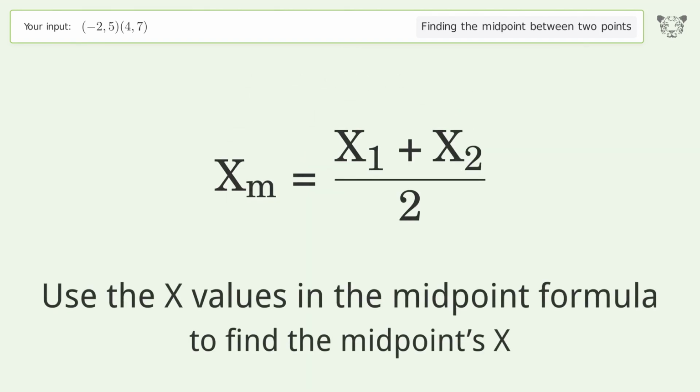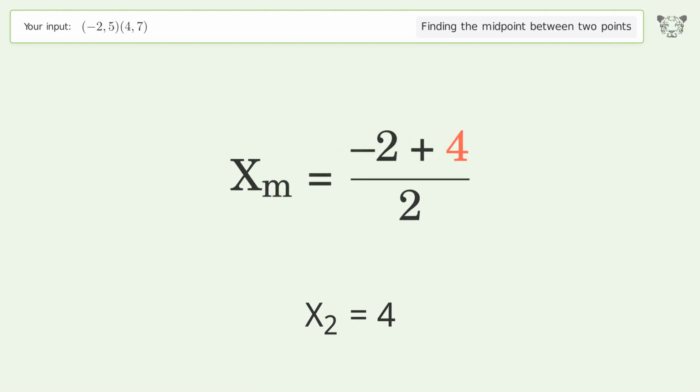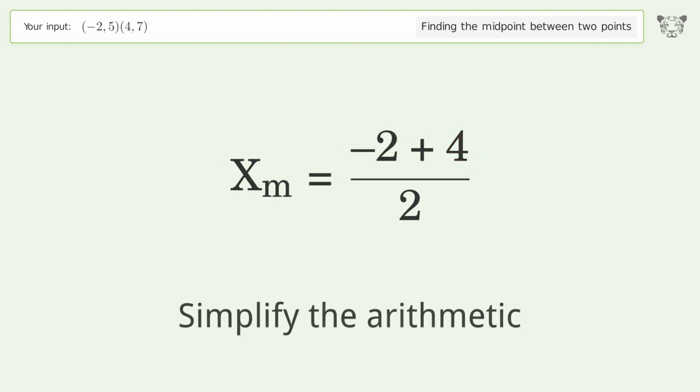Use the x values in the midpoint formula to find the midpoints x. x1 equals -2. x2 equals 4. Simplify the arithmetic.